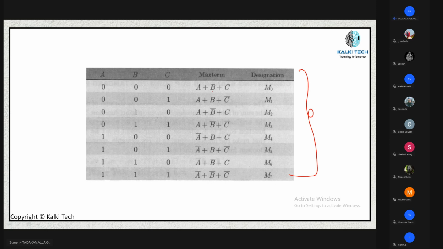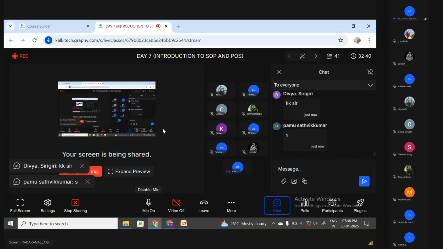0, 0, 0 can be written as a plus b plus c. So for 0 we are not going to write the complement, and for 1 we are going to write the variable in complemented form. Please remember the difference. For 0 we do not complement, and for 1 we use the complemented representation. Is it clear for everyone? Yes or no? Please acknowledge.